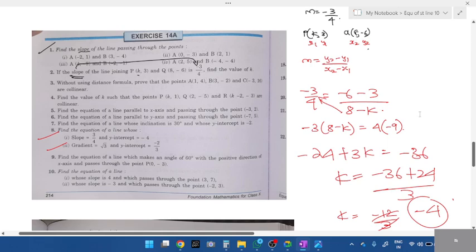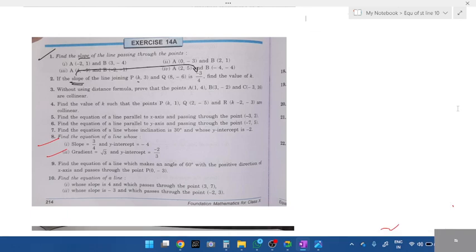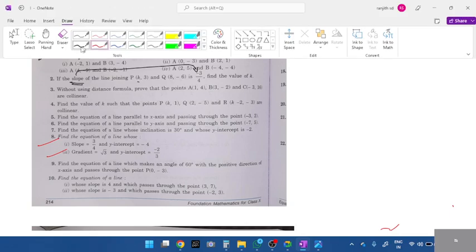See, 10 to 12 marks, students, concentrate. I'll make sure you'll be able to solve all the questions. Easily you can score 10 to 12 marks. This chapter, everything is related to graph. So if you don't concentrate, you'll have a lot of confusions. Last 1 or 2 days before the exam, you'll have a lot of confusions.